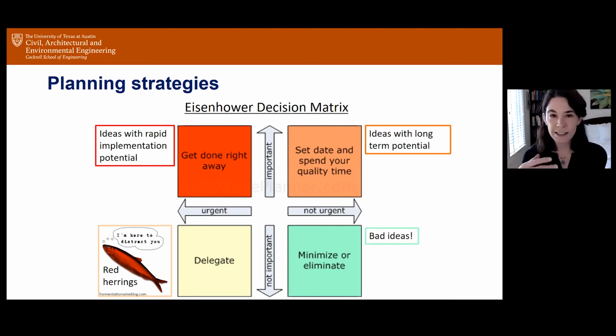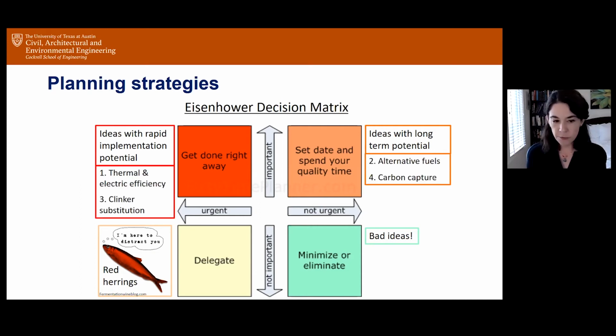Where the Eisenhower decision matrix falls apart is if you have something urgent and not important, it says to delegate. Anything that's urgent but not important is just a distraction, and we shouldn't be focusing on it in research at all. If it's not important, it shouldn't be done. The same with not urgent, not important: you get rid of it. It is a bad idea. So what I like to think about is, can we take these levers for change and categorize them into the two different categories, ideas with rapid implementation and ideas with long-term potential.